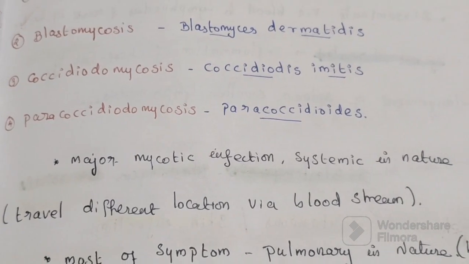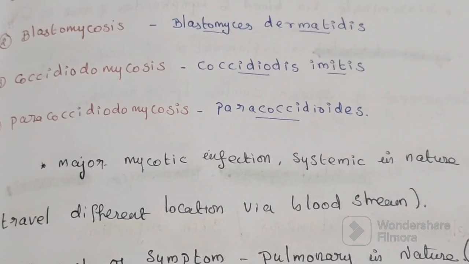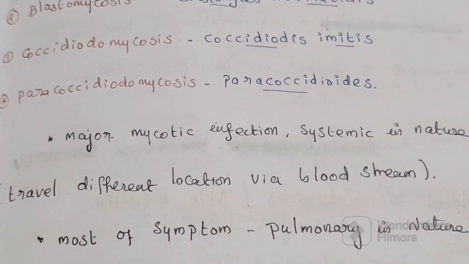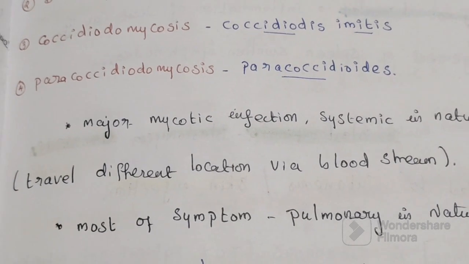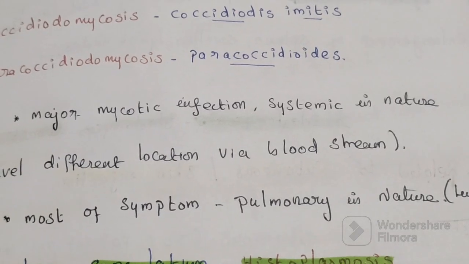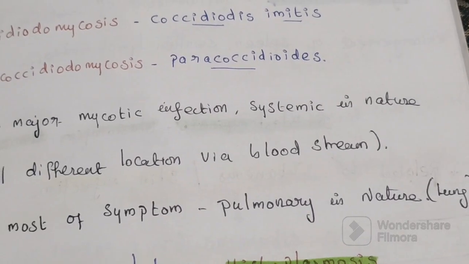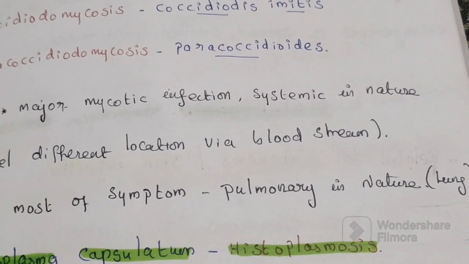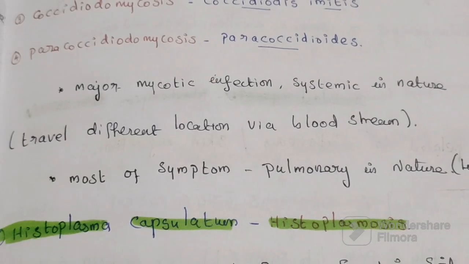These are major mycotic infections, systemic in nature. They travel to different locations of our body via the bloodstream, and they take a long time to cure. Most of the symptoms are pulmonary in nature; they always infect the lungs. Most of the time they cause chronic lung infection. For example, blastomycosis can affect each and every part of our body.